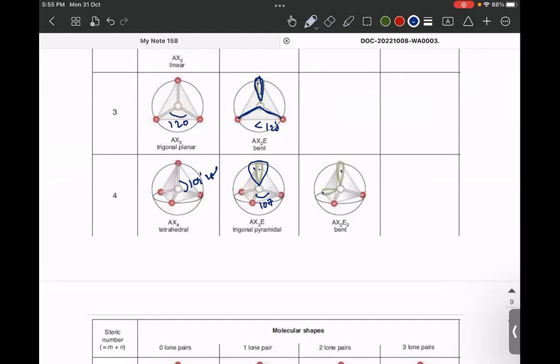The bond angle gets decreased, so this bond angle becomes 104 degrees. So tetrahedral becomes trigonal pyramidal, or trigonal bipyramidal becomes a bent shape. Is it clear? So the next one.